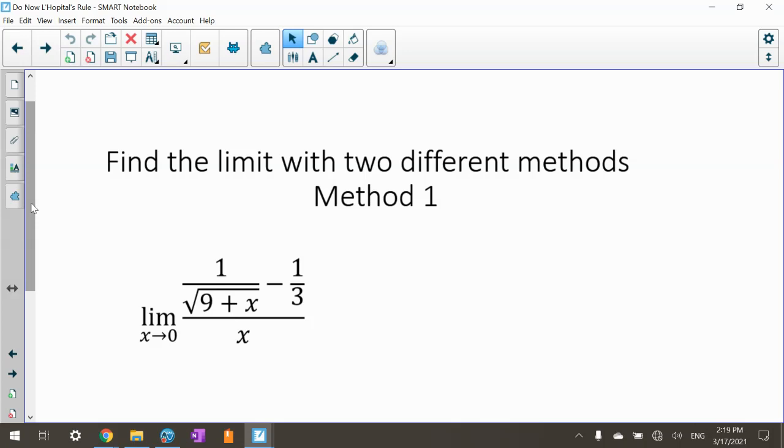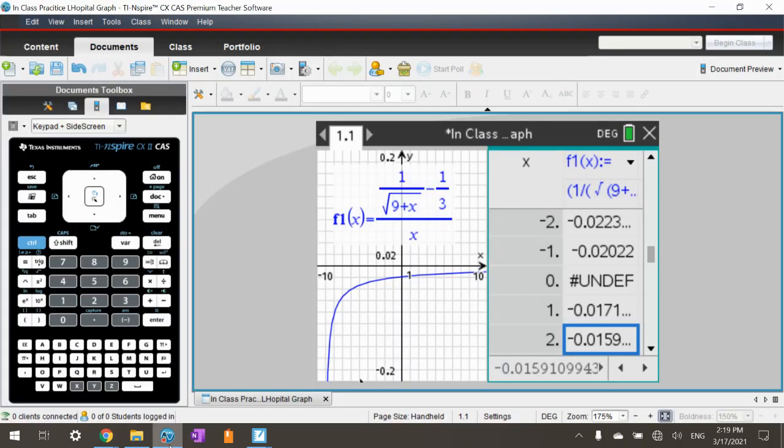So first of all, here I have this function: the limit as x approaches 0 of (1 over radical 9 plus x, minus 1/3) all over x. The first thing I did was graph this. So I'm going to bring up my graphing calculator, and then I brought up the table. So here's what my function looks like, and I'm approaching 0, so I put 0 in the middle of my table.